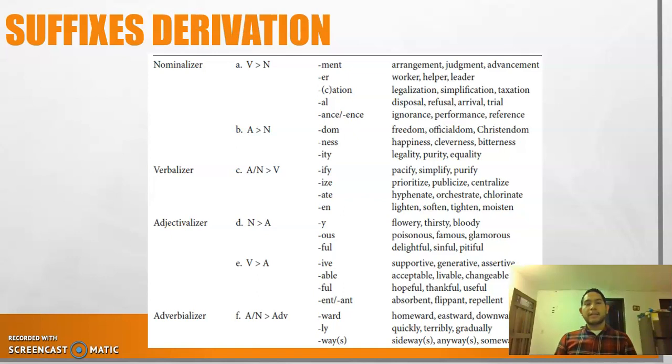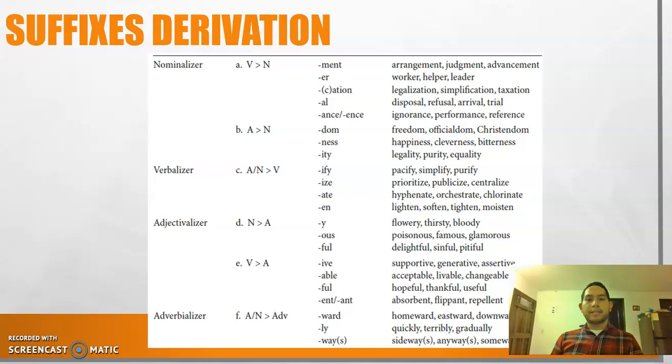Verbalizer. This means that from adjective and noun it changes to verb. If you add suffixes like ify, fy, ize, ate, en. Let's see the samples. Pacify, simplify, prioritize, orchestrate, lighten, soften.